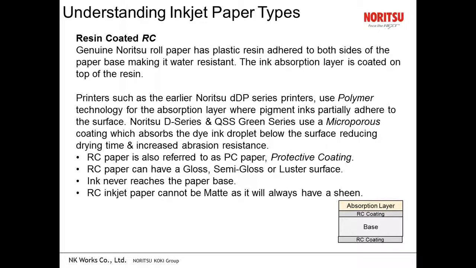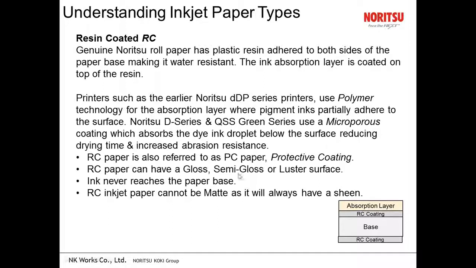Dye inks use microporous paper, which the ink is absorbed into the emulsion itself, and the droplet is below the surface. This reduces drying time and increases abrasion resistance of the paper itself. Again, I mentioned that dye inks are more sensitive to abrasion. When you take your fingernail and rub it across a pigment ink, you'll see a pressure mark. And that is because the ink is still on the surface, where some of the pigment ink remains on the surface of the print, whereas the dye ink, if the absorption layer is thick enough, will penetrate and go below the surface.